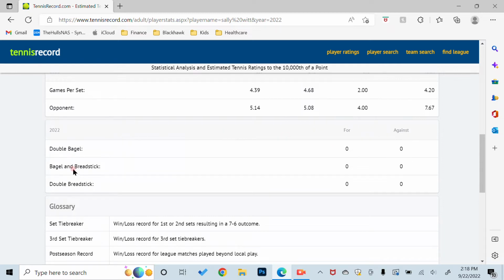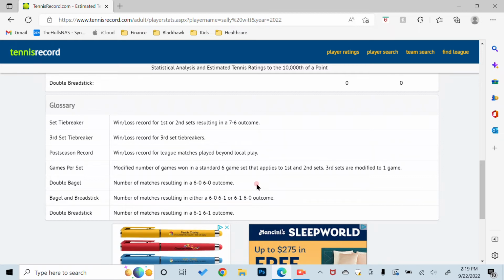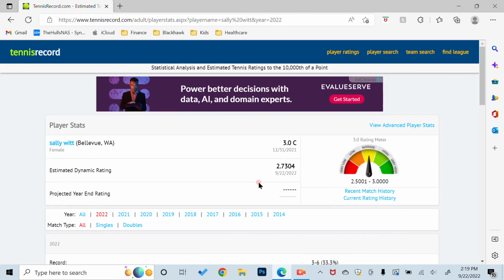You can see how many bagels and double bagels, and for those newbies, a bagel is if you win 6-0. A double bagel is if you win 6-0, 6-0. A bagel and a breadstick is if you win 6-0, 6-1. And then a double breadstick is if you win 6-1, 6-1. So it's just kind of fun, and it actually talks about all of these as well. But that is sort of the gist of tennis record.